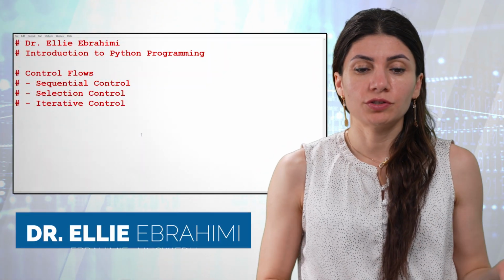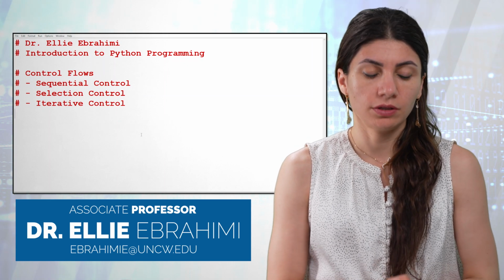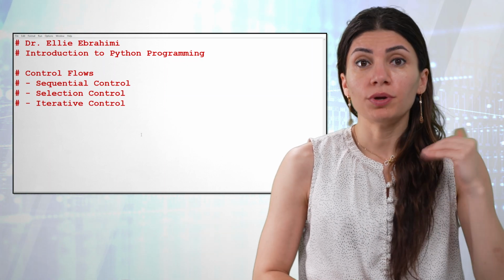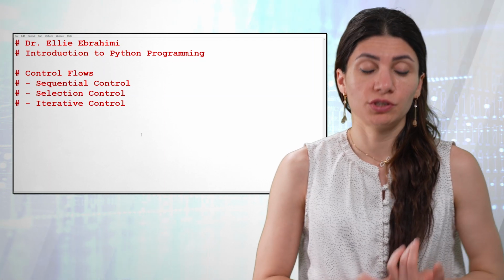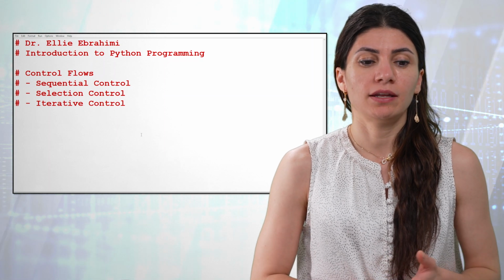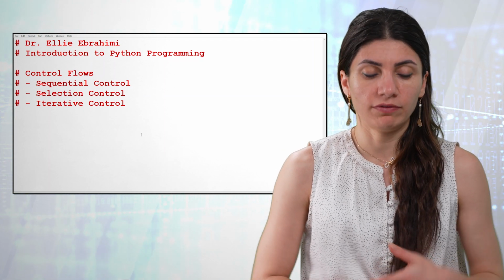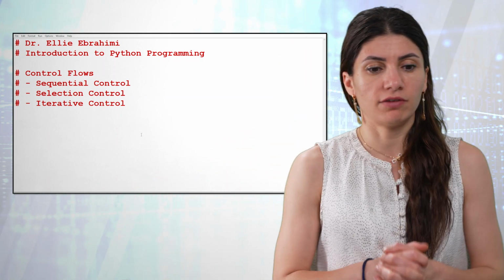Right, in this video, we're going to talk about different types of control flows that we have in Python. There are three main ones. The first one is called sequential control. The next one is selective control. And the last one is iterative control. We're going to talk about each one of them throughout the videos that we have.